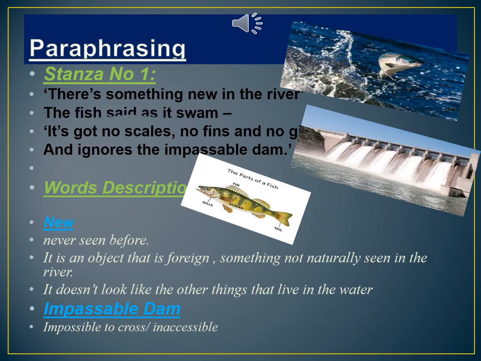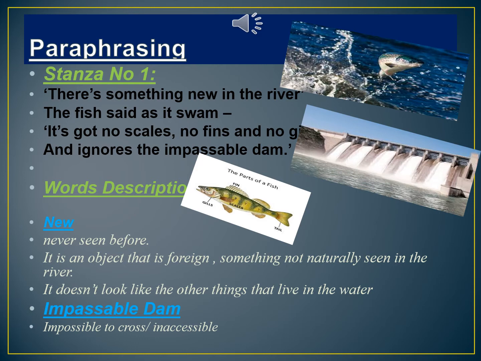Stanza 1. There's something new in the river, the fish said as it swam. It's got no scales, no fins and no gills, and ignores the impassable dam. The lines in this stanza are very simple. Now listen to the explanation of the first 2 lines.